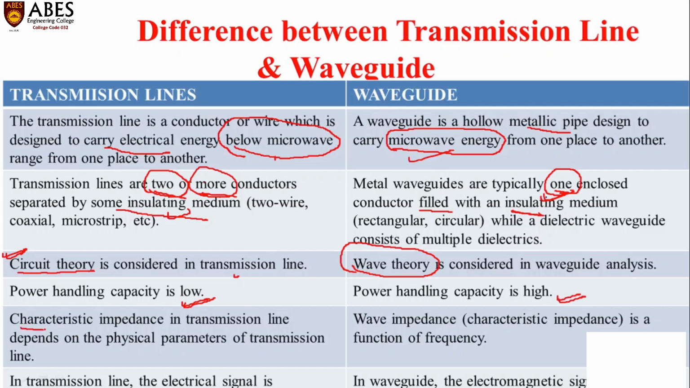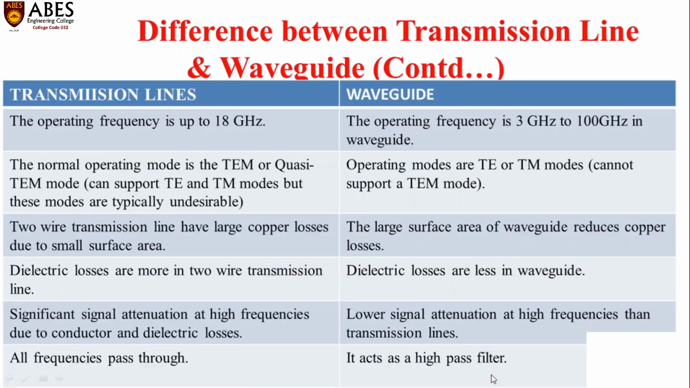The characteristic impedance, one of the most important parameters in the case of a transmission line, depends upon the physical parameters of a transmission line, that is its length, its width, and other parameters associated with the physical quantities of a transmission line. But the wave impedance, which is synonymous to the characteristic impedance of a transmission line, is a function of frequency in the case of a waveguide. In a transmission line, an electrical signal is associated, but in the case of a waveguide, an electromagnetic signal is associated.